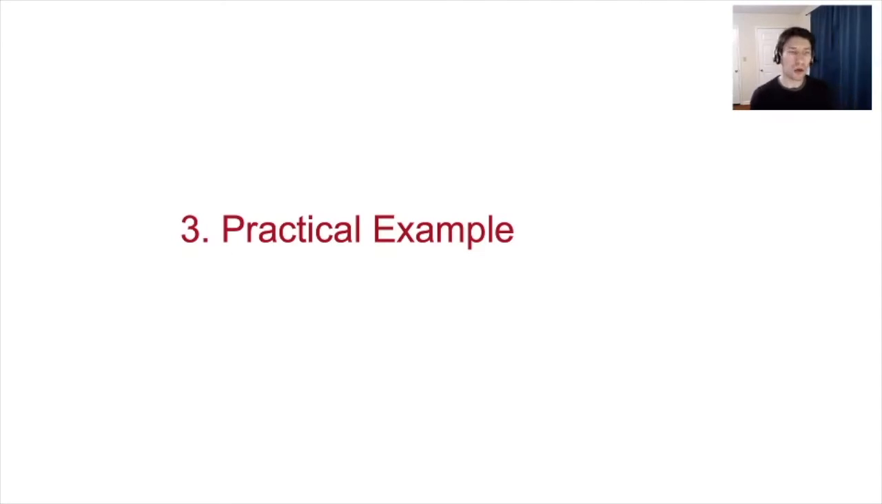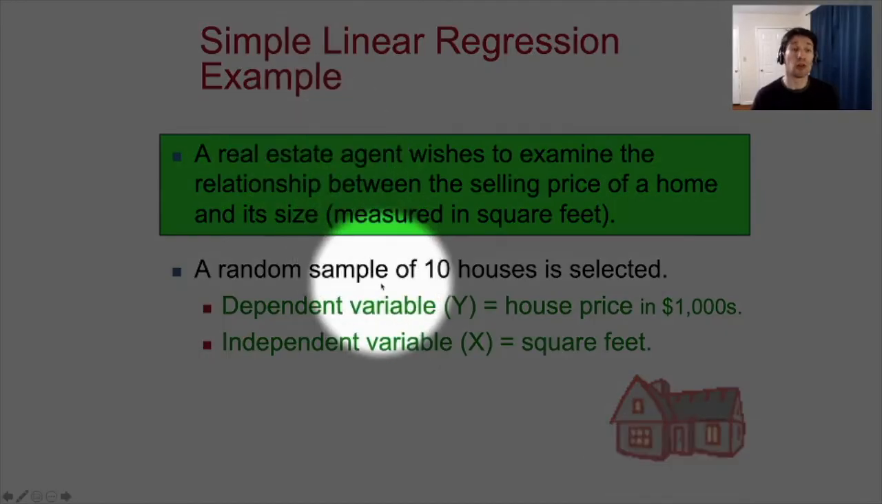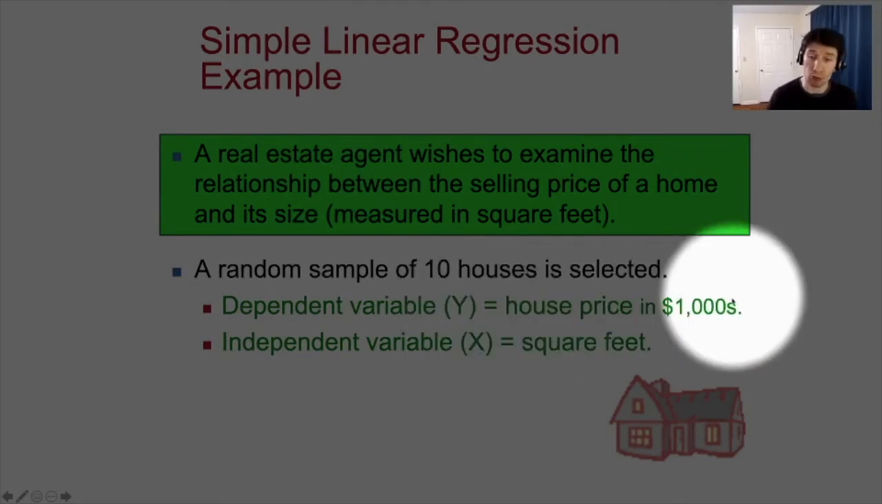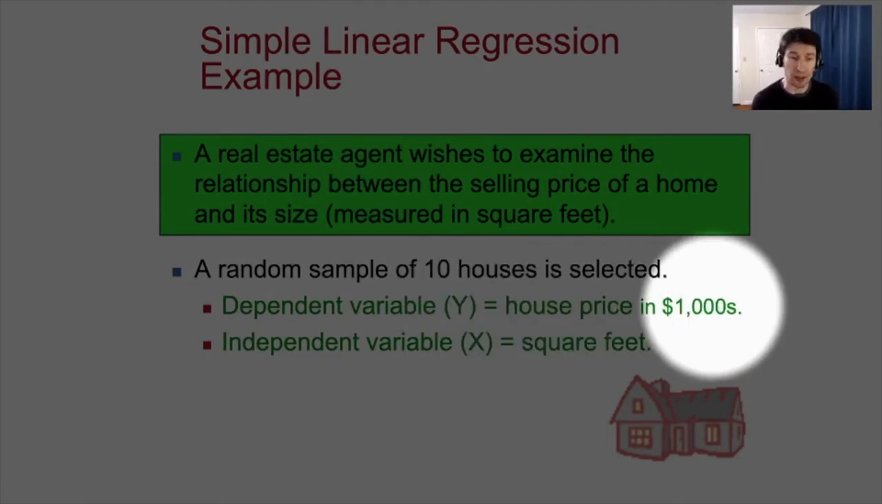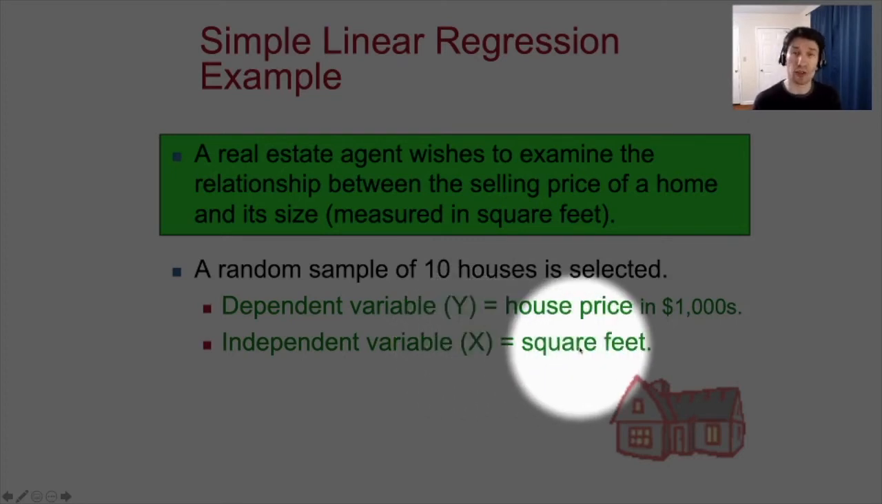Okay, so let's go over a little practical example here. So just imagine you have this problem. You have a real estate agent that wishes to examine the relationship between the selling price of a home and the size of that home. The agent takes a random sample of 10 houses, and the dependent variable, the one that you wish to explain, is y, the price of the house, in this case expressed in thousands of dollars, and the independent variable, the one you're using to try to explain your y, is x equals the square footage.